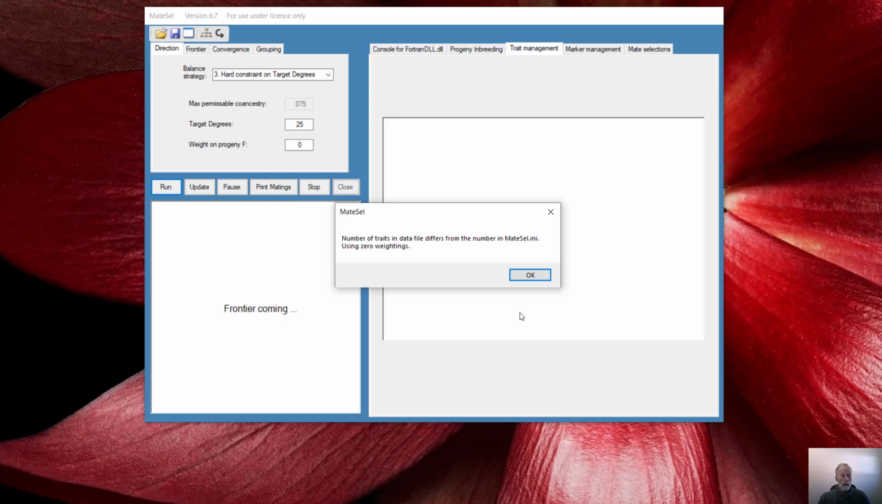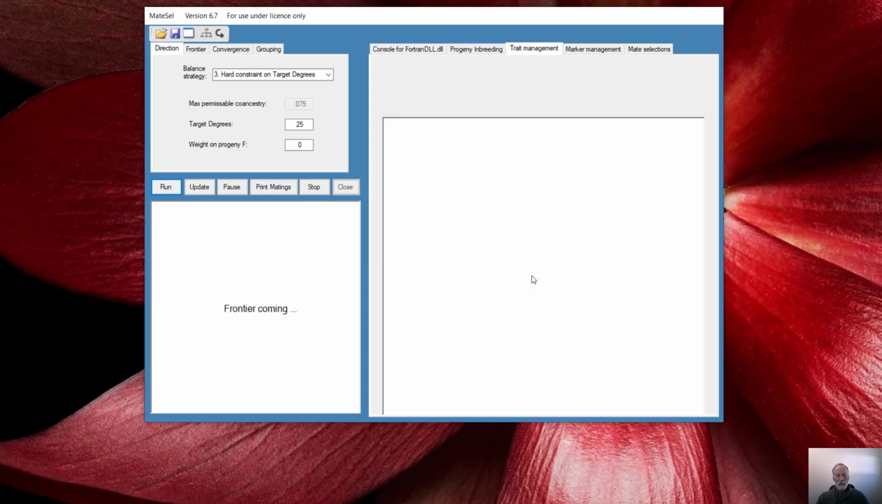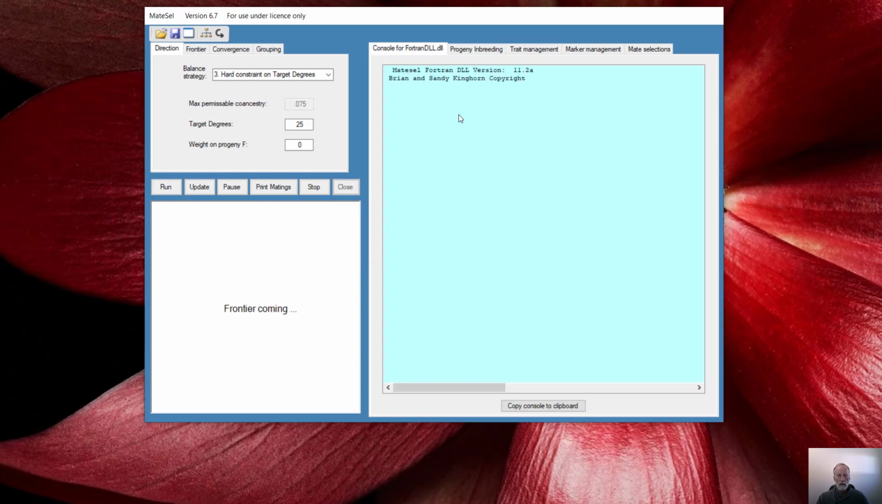And this is quite fortuitous. The number of traits in the data file differs from the number in matesel.ini. That's because I've, with a bit of laziness, kept that file in the same directory as the classic demo, and it does have a different number of traits. All I need to do is click OK, and the same for the number of markers being different. This is what that is telling us there.